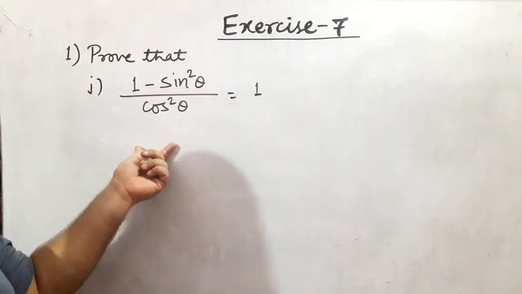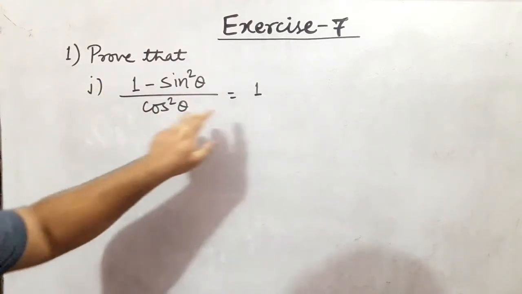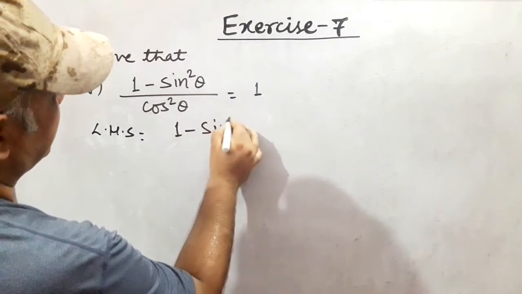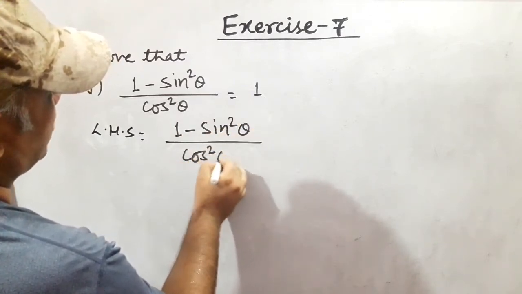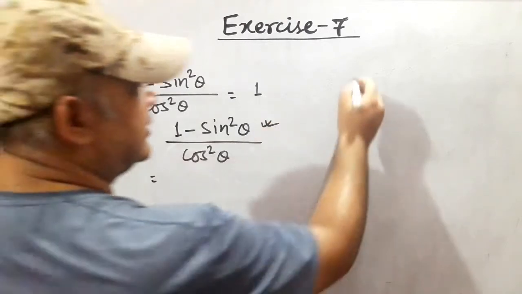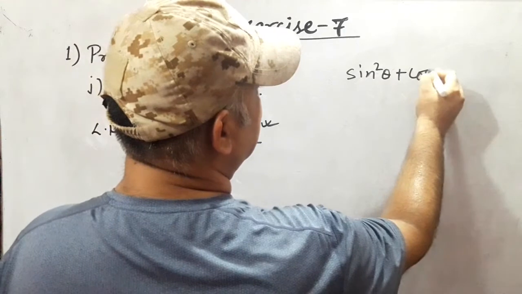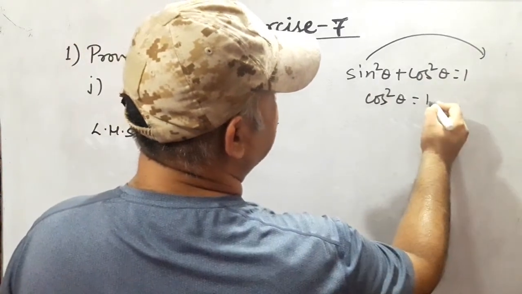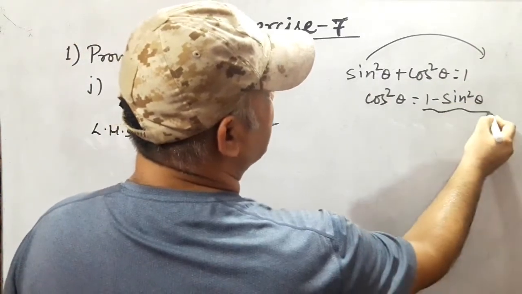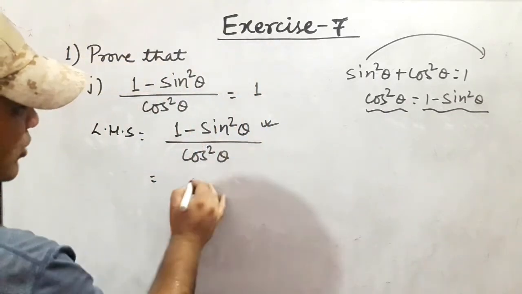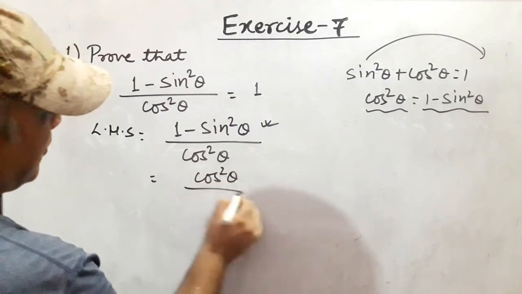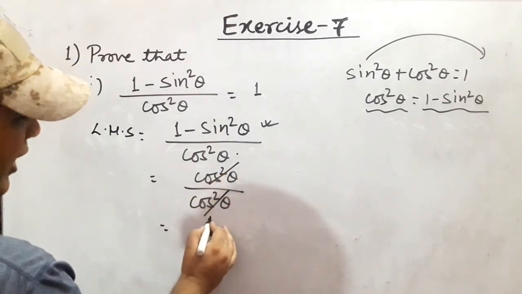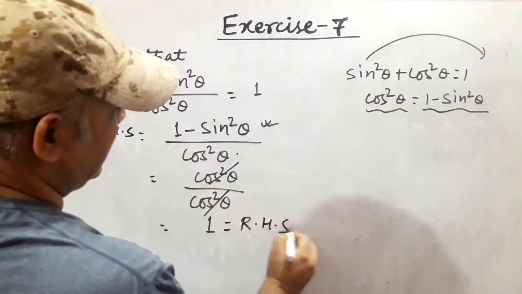This is also a very simple question. (1 minus sin square theta) by cos square theta equals 1. Taking the left hand side, we have (1 minus sin square theta) by cos square theta. So what is 1 minus sin square theta? We have studied sin square theta plus cos square theta equals 1. Then cos square theta equals, when sin square theta goes to the right hand side, it becomes 1 minus sin square theta. So 1 minus sin square theta can be written as cos square theta. So we have cos square theta by cos square theta. Cos square theta gets cancelled. We have 1, which is our right hand side.